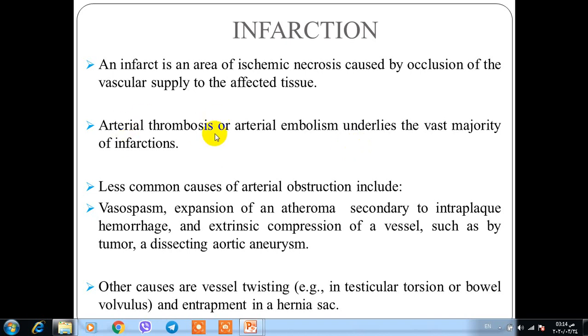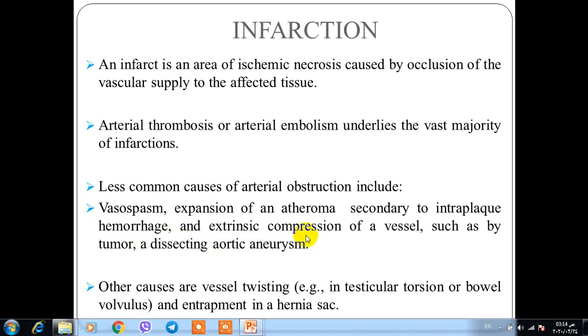So arterial thrombosis or arterial embolism underlies the vast majority of infarctions. But really, not only embolism can cause infarction. Less common causes for arterial obstruction include vasospasm, and expansion of atheroma secondary to intra-plaque hemorrhage. Sometimes an intra-plaque hemorrhage results in sudden and fast enlargement of the atheroma, causing sudden and abrupt obstruction of the blood vessel where the atheroma is present.